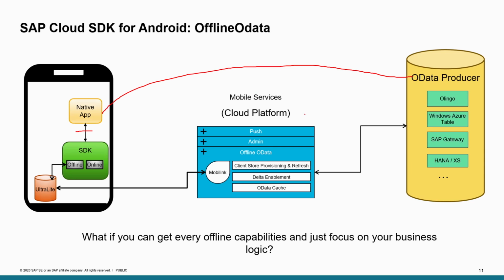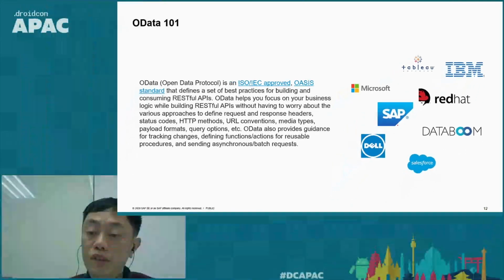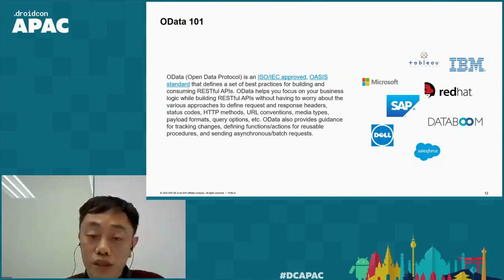Okay, so let's take a look at the OData. And the OData, in simple words, is just an open protocol that allows you to expose your data, your model, in RESTful APIs. So you can see a lot of vendors began to use OData and expose their services, their applications in OData.